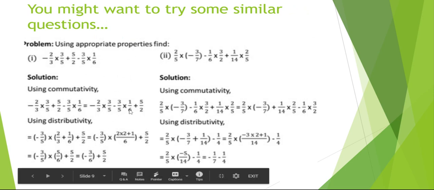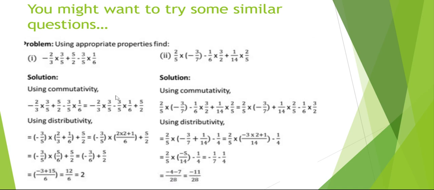There are two similar questions here. If you solve them using the properties of commutativity and distributivity, you'll get the answers as 2 and minus 11 upon 28. And don't forget to mention the properties, as I'll not give you full marks if you don't write the properties. The property names carry marks.